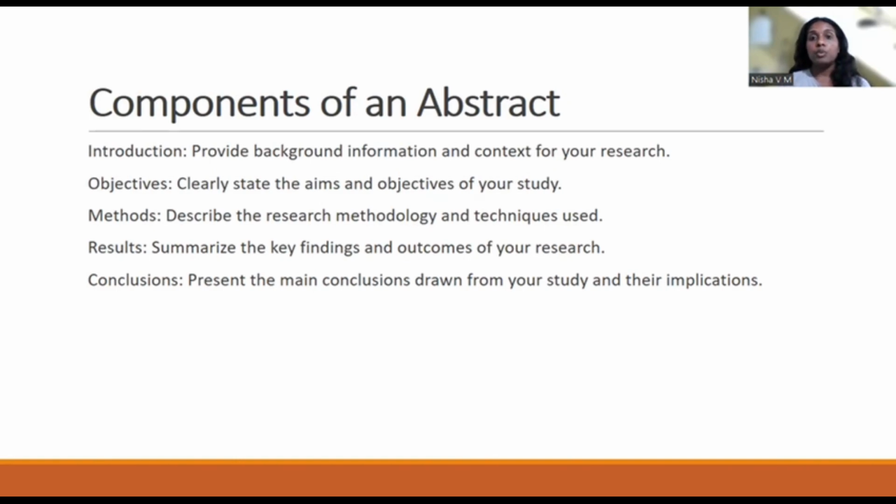In the introduction, we provide background information like the context of your work, or why you chose this topic, why you conducted this particular research. In aims, you clearly state the aims and objectives of the study. In methods, you describe the methodology or the techniques used for data collection. And in results, you summarize the findings, major outcomes, etc. from your study. And in conclusion, you conclude with your major findings along with the implications, applications or significance of your study.